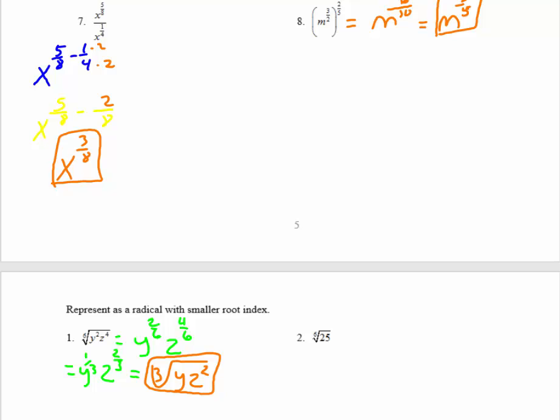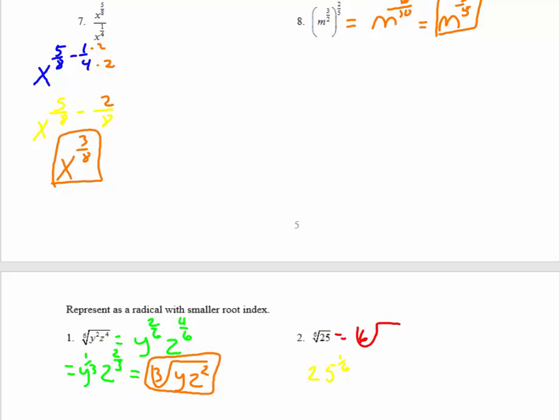So looking at number 2, we have the 6th root of 25. Well, putting that into fraction form just gives us 25 to the 1/6. That doesn't help us at all because 1/6 cannot be reduced. So let's think about rewriting 25. Well, 25 is really 5 squared.